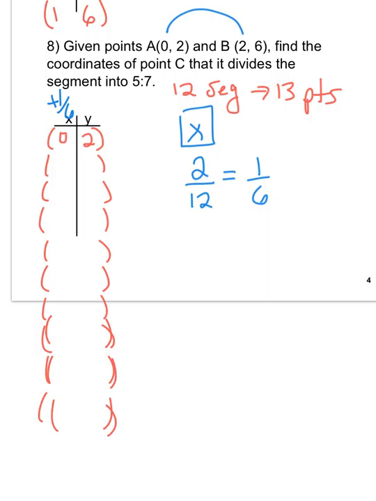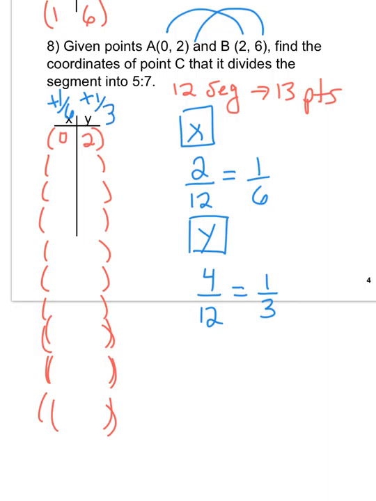For the y's, we have a difference of 6 minus 2, which is 4. Divide that by 12. That reduces to 1/3. And we're going from 2 to 6. We're increasing. That means we will be adding 1/3 to each y value. You can use your calculator, or you can just increase on your own.